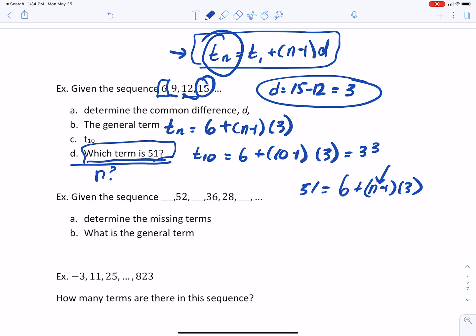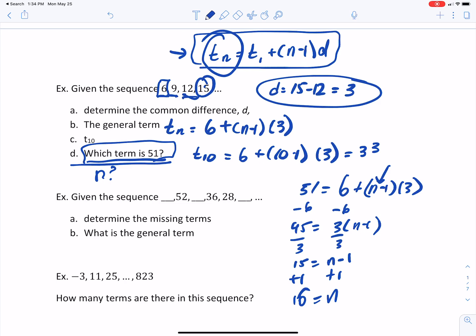So I'm going to subtract 6 from each side. And that is going to give me 45, and that is 3 times n minus 1. Then I'm going to divide by 3, and that's 15. And I'm going to add 1, so 16 is n.